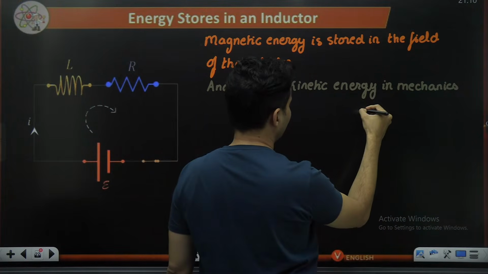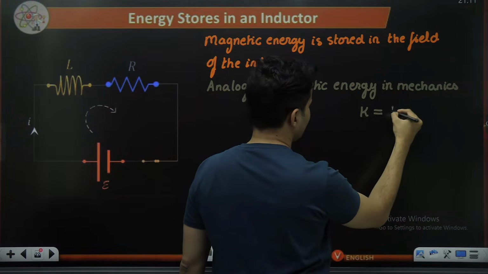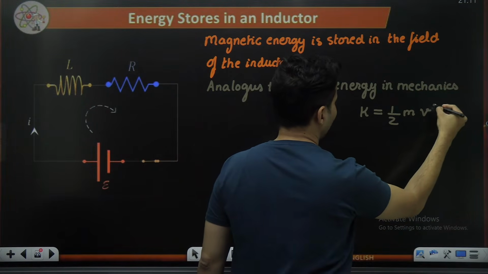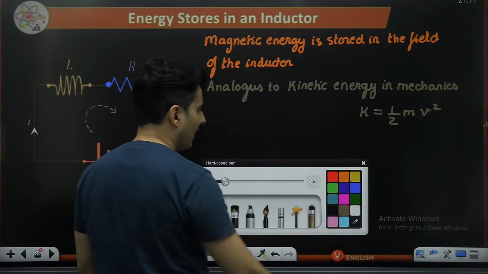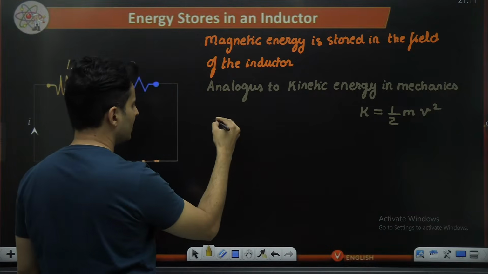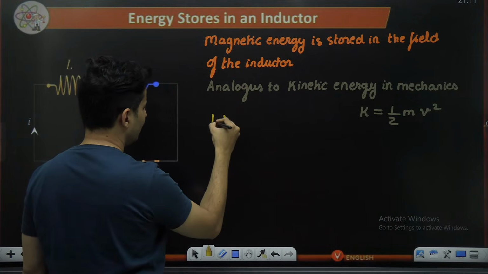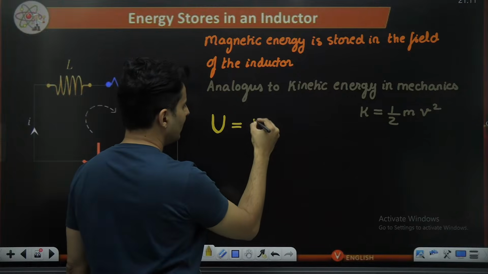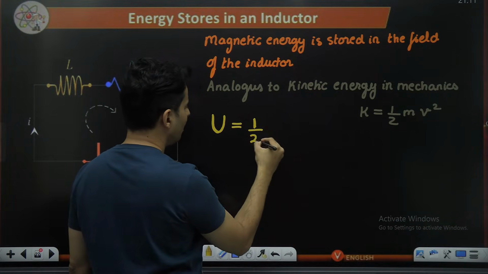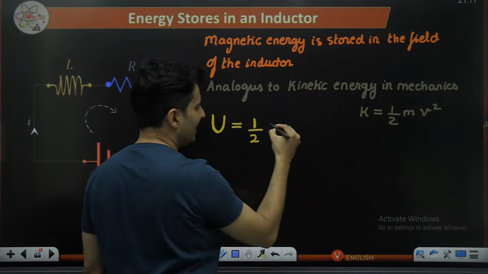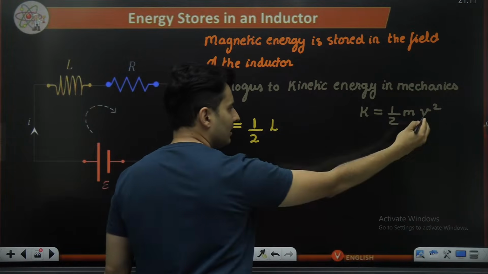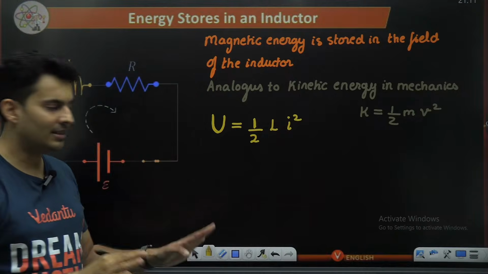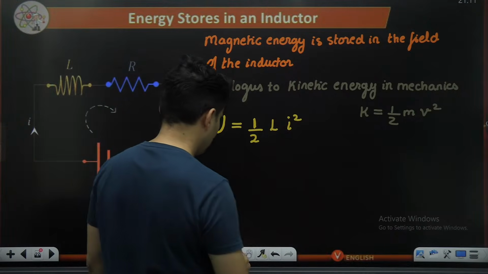And remember, kinetic energy was half mass into velocity square. So if I ask you how much is the energy stored in the inductor, if it is symbolically given as U, which is like kinetic energy, it will have a very similar formula. It will have half. Instead of mass, I will have inductance. Instead of velocity, I will have current. Half Li square. That's it. That's the answer.